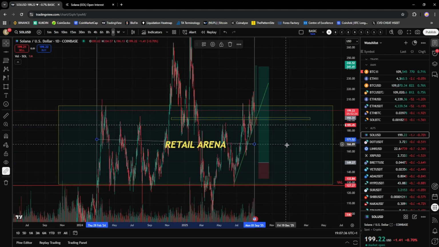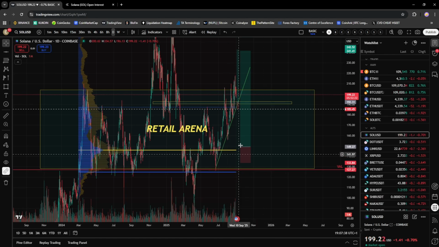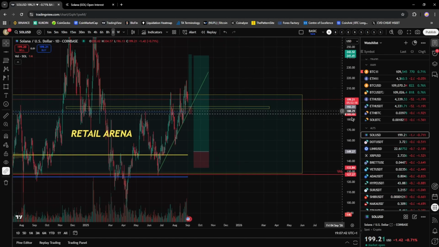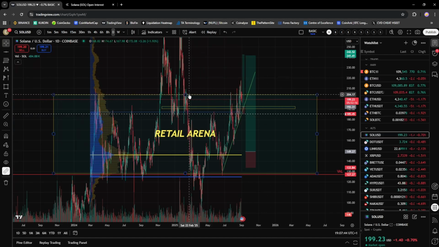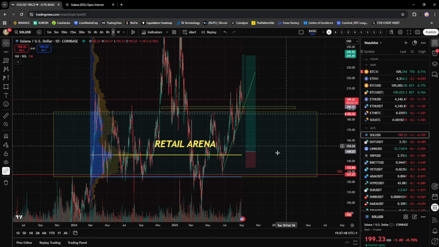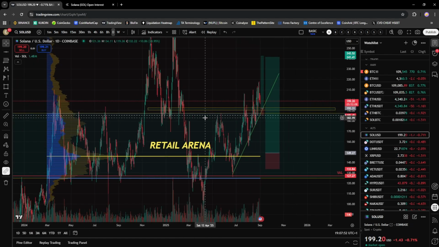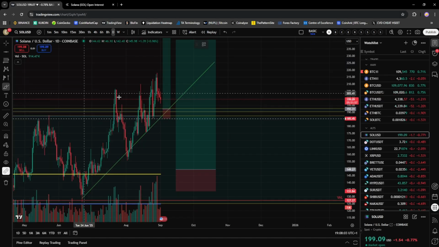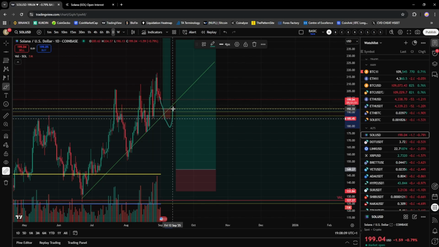Let's see. Yeah, so you got your value area low and you got your value area high right here. Technically, this is your retail arena. Anything that happens here is just people getting messed up left, right, and center. If the price was to break down underneath this, you'd probably want to look for a short, wouldn't you?